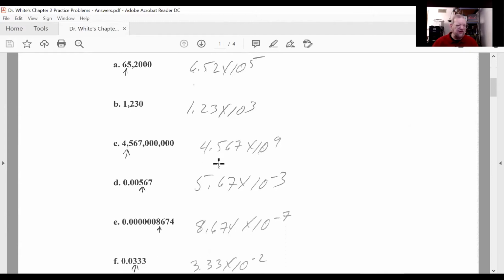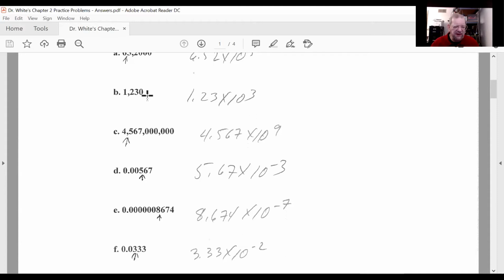Now, if the number is less than 1, like in D, you do the same thing. You move the decimal point in 0.00567 to the right of the first non-zero integer, 1, 2, 3. Now here, if there are any zeros at the end, you keep them. In this case, we don't have it, and therefore this would be 5.67. I moved it 3 times, but the number is less than 1, so x in 10 to the x is minus 3.